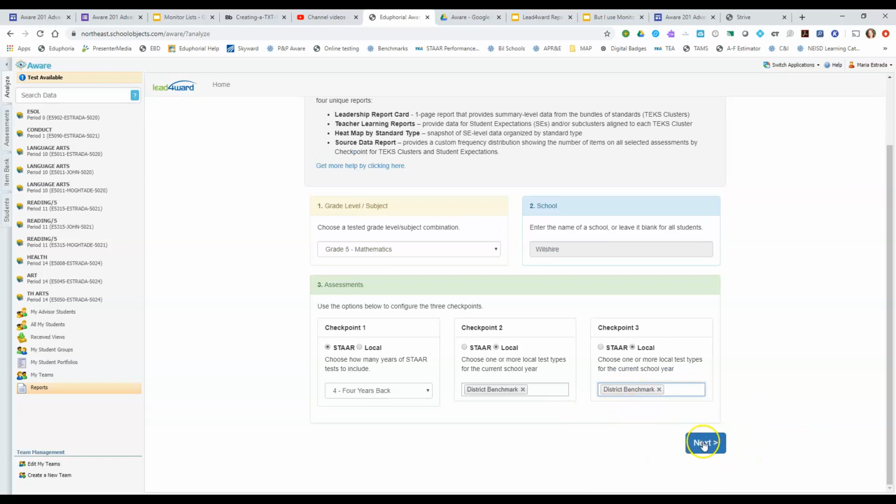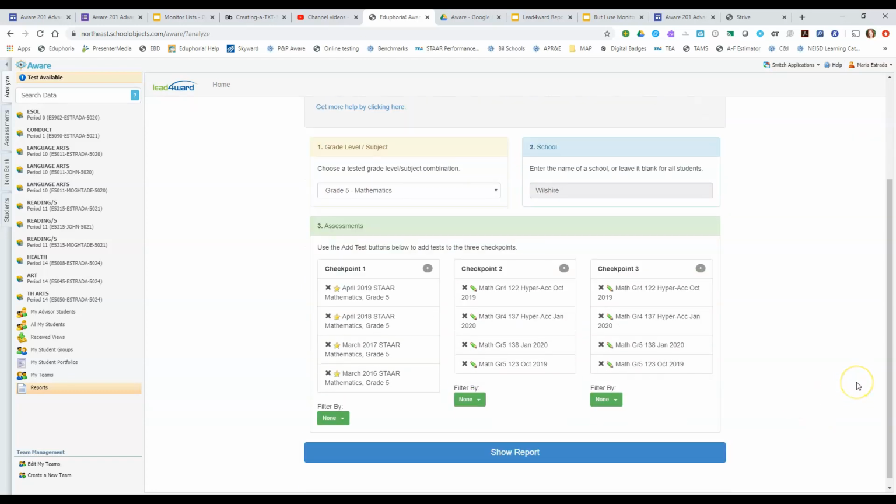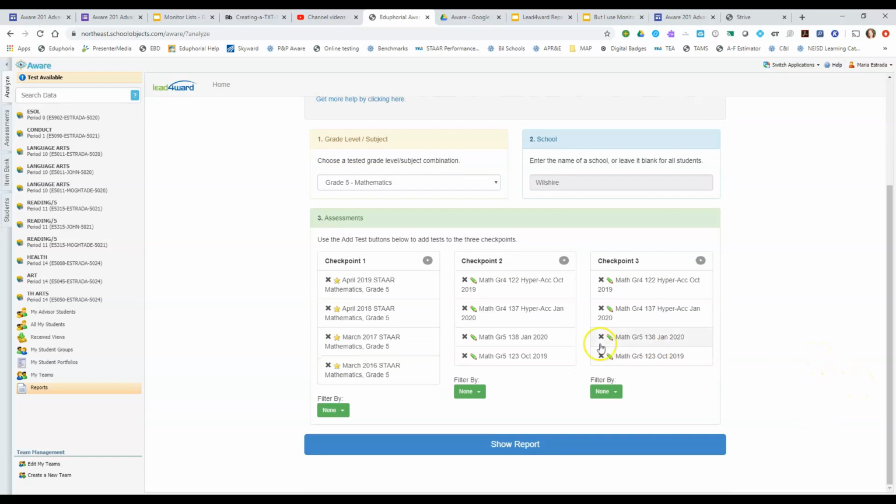Now, when I hit the next button, it will populate all the tests that fit those criteria. Okay, so I'm going to leave these 4 years of historical math STAR data. And then I'm going to look over here. These are all of the district benchmarks.